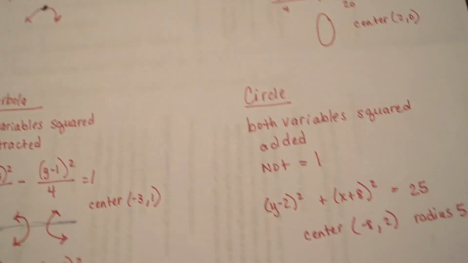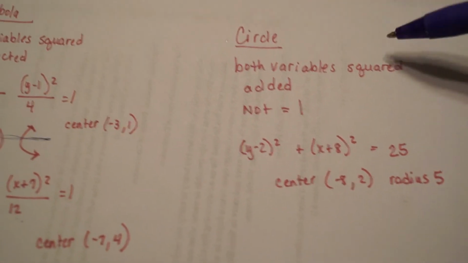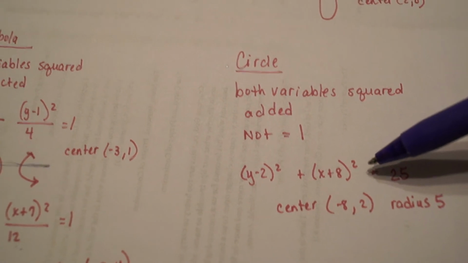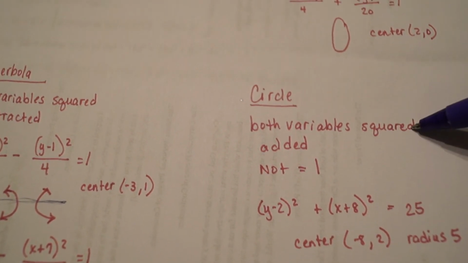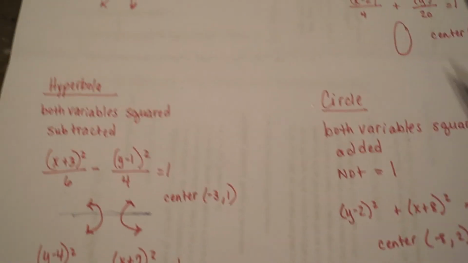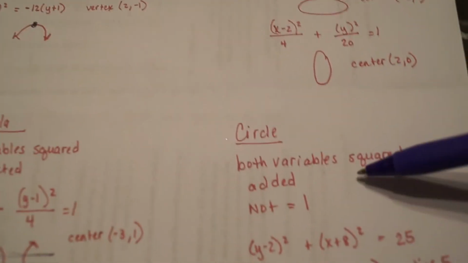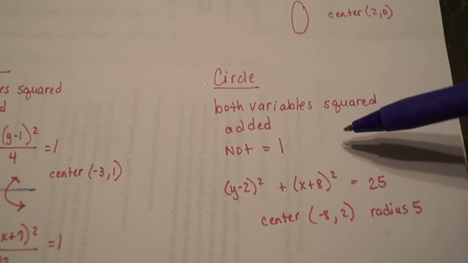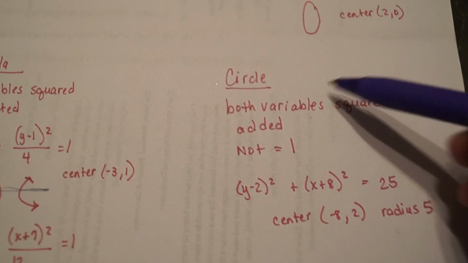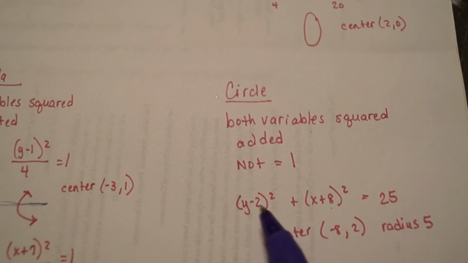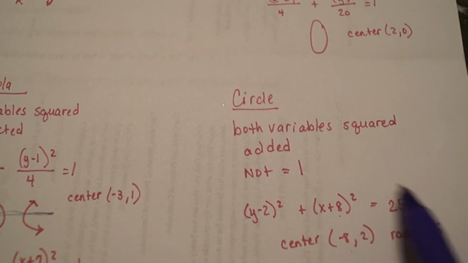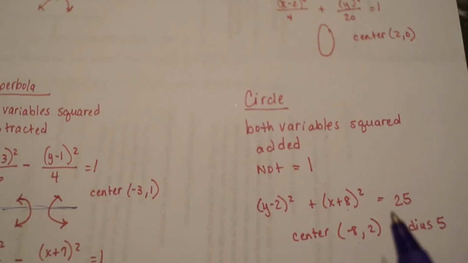And then last, just a little bit about circles. You can tell those because most of the time they don't have the denominator, and also it's going to be equal to 1. But again, both variables are squared. They're added together just like an ellipse because a circle is just a special version of an ellipse. So this one has a center of, they're reversed again, be careful, -8, 2, there's its center, and it has a radius of 5. That's all you need to know for the exam about this chapter.